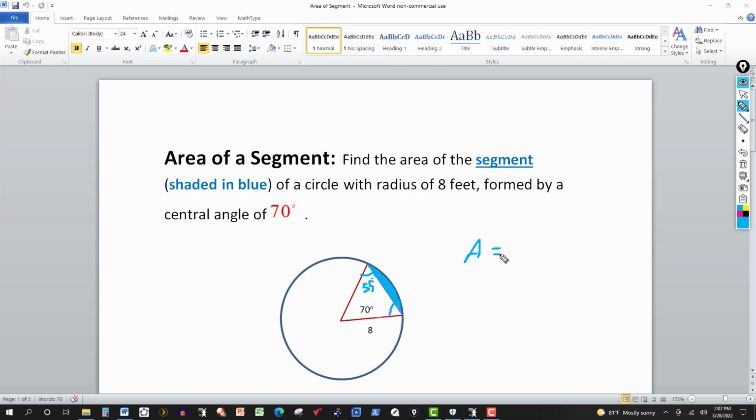The area of a sector with a central angle of 70 degrees is given by 1/2 the radius squared multiplied by the angle theta. Now with this formula, theta has to be in radians. So all you would do to find the area of the sector would be 1/2 radius squared, that's 8 squared, which is 64, and then times the angle, so this would be set up this way.